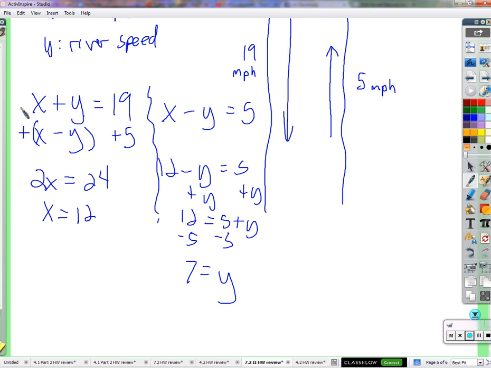That's right. We could use the other equation, this one: 12 plus y equals 19. And then just subtract 12 from both sides, and y equals 7. That's right.